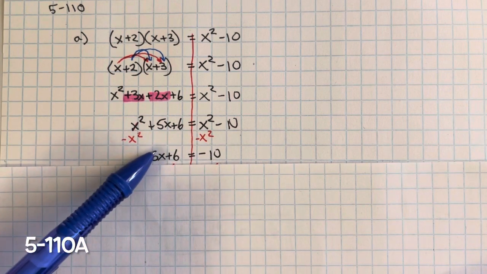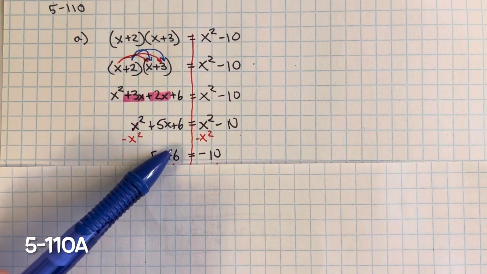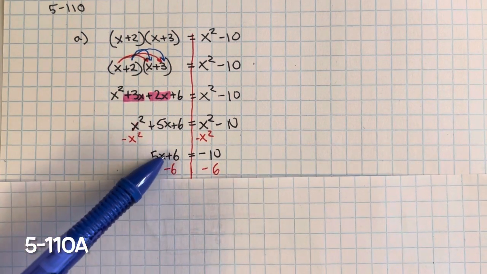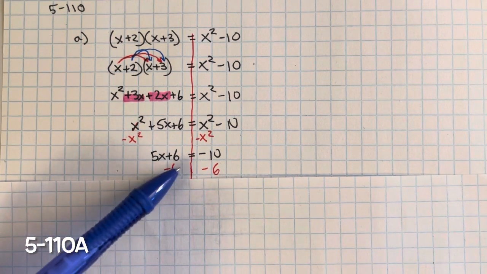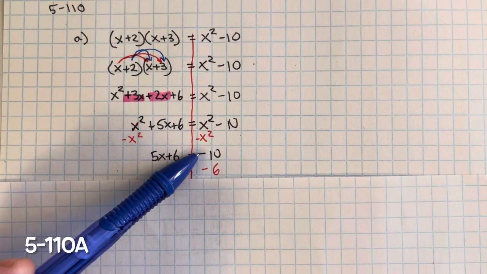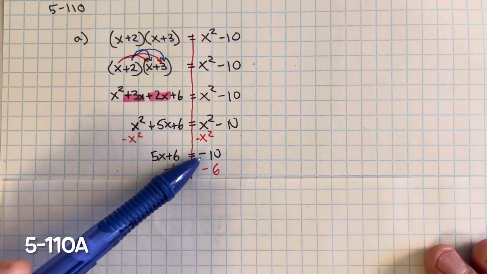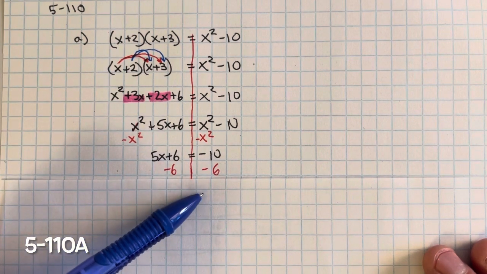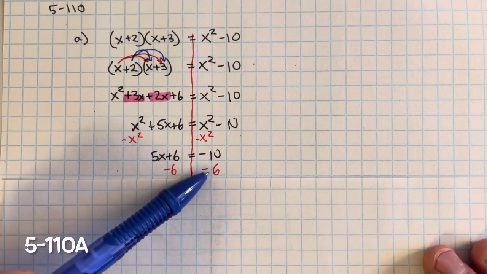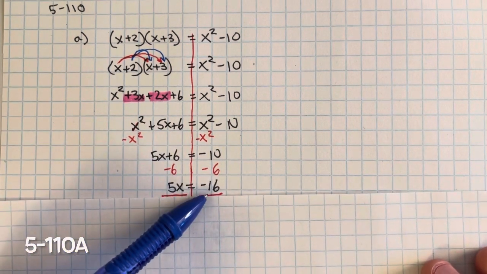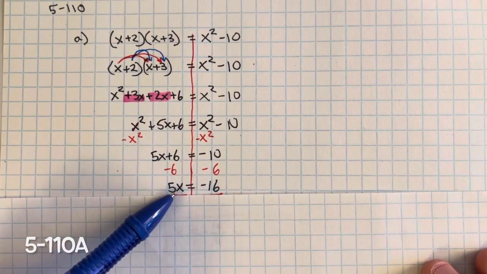Still don't have x by itself. Inverse property of addition is subtraction. So we're going to subtract 6 from both sides. This creates a 0 pair. And here we have a negative 10 and a negative 6. So they're both negative, so you know it's going to be a negative. When the signs are the same, you add them together. So 10 plus 6 is 16, so it's negative 16.